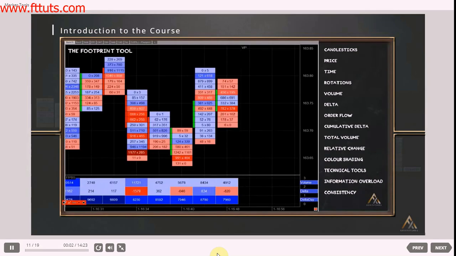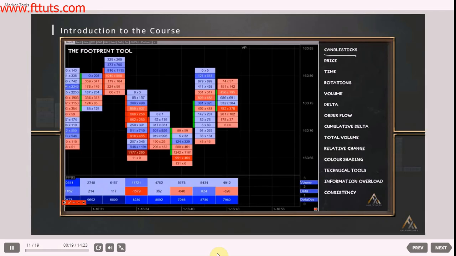So welcome to the first of the Blackboard learning series. This is going to be an overview of the footprint tool. Now, the first place to begin is to talk about the traditional candlestick. So what you're effectively looking at here is the footprint tool in its entirety.